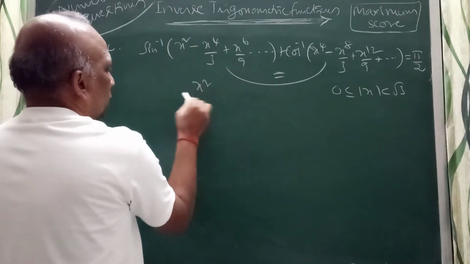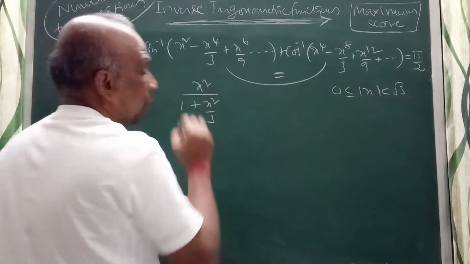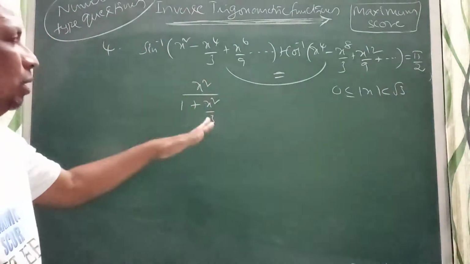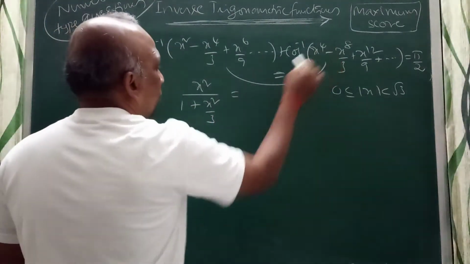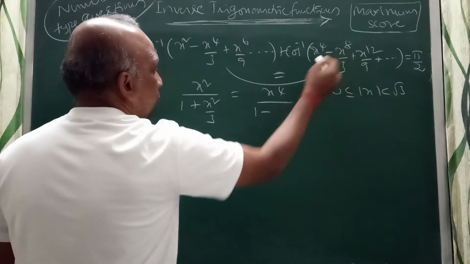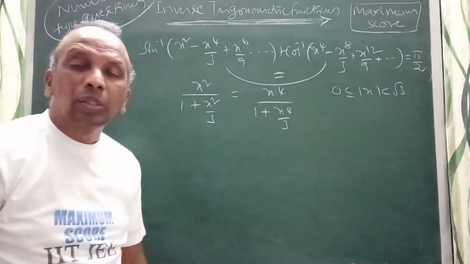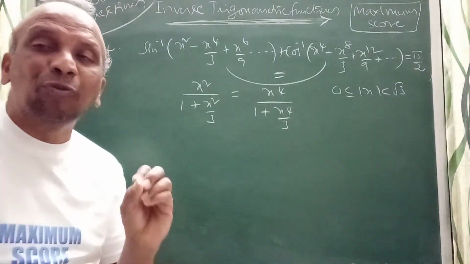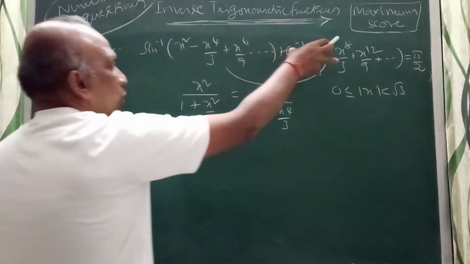Sum of infinite terms in GP is a by 1 minus r. On this side you will get 1 plus x square by 3, right? Because the common ratio is minus x square by 3. You can check that. On the other side it will come a by 1 minus r with the common ratio, and you will get x power 4 plus x power 4 by 3. Sum of infinite terms in GP is a by 1 minus r. Use that.